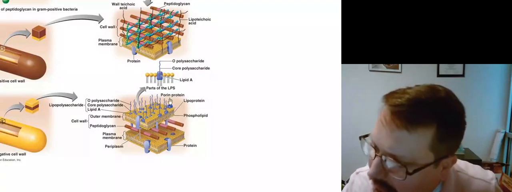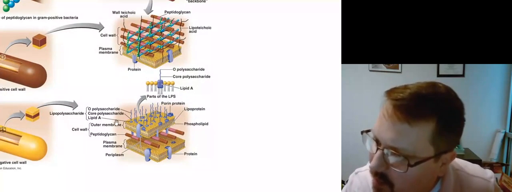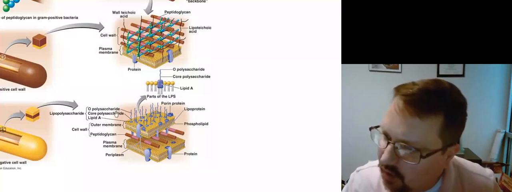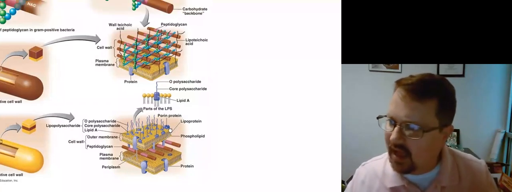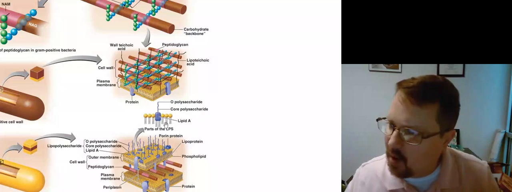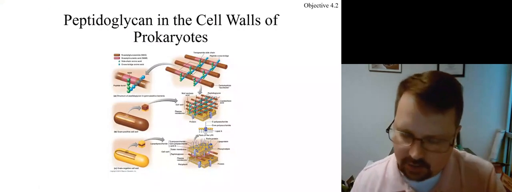Negatives have porins. They have the lipopolysaccharides, which have your O polysaccharides, your core, and your lipid A. The LPS, the lipopolysaccharide, is something you would learn in general micro.